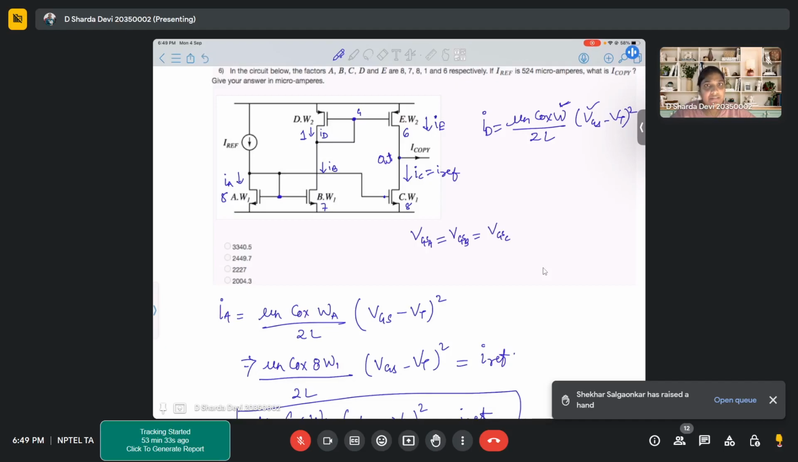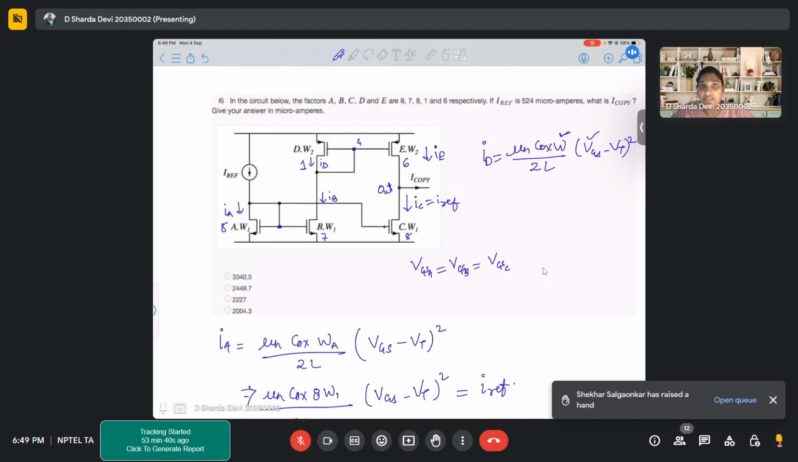What are these factors 8, 7, 8, 1, and 6 all about? So these are width factors. So width is compared; they are compared to each other. And how do you compare 8, 7, 8, 1? 8 means equal to 8. That means A is equal to C, correct? And then A and B are in the ratio of 8 is to 7, and so is A and D, which is in the ratio of 8 is to 1, correct?